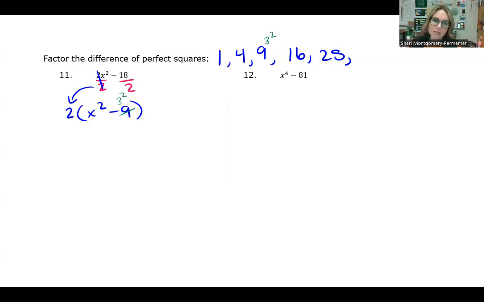So remember that formula: you've got 2 parentheses. One's going to be plus, one's going to be minus. You put the first thing first. So what I see first is an X, so X goes first. What I see second is a 3. You only use the values, you don't use the square part. So then the 3 goes second. And that is factoring perfect squares.